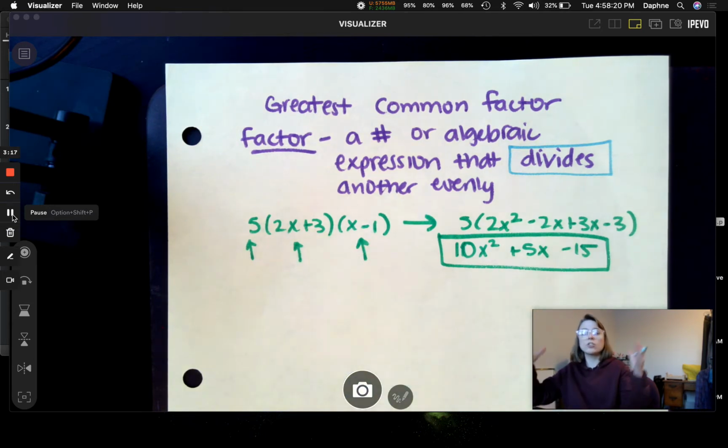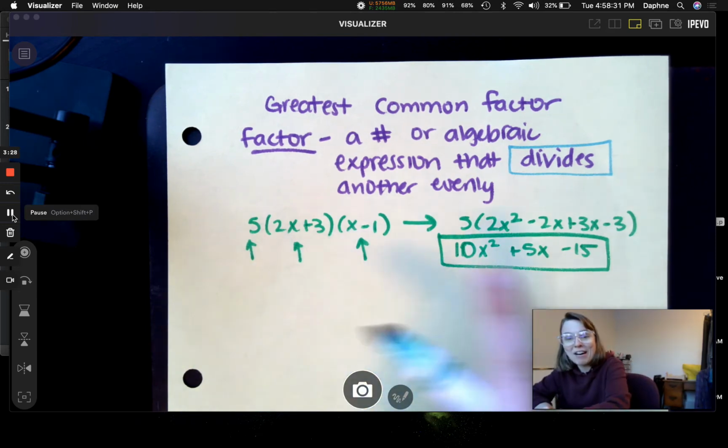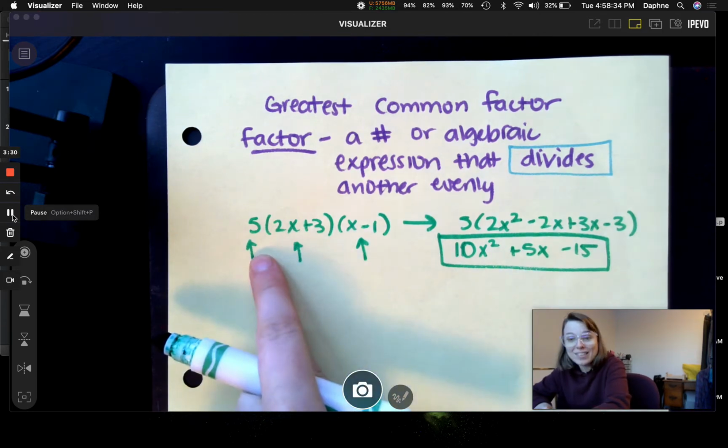All right, factors are all the things that divide another thing evenly. You're going to do polynomial division in Algebra 2. We're not even touching that. So, trust me that these would actually divide into this because when they multiply out, they all get this.